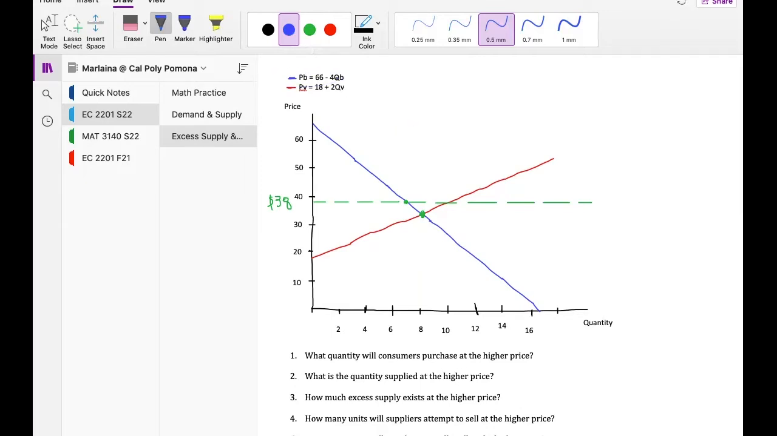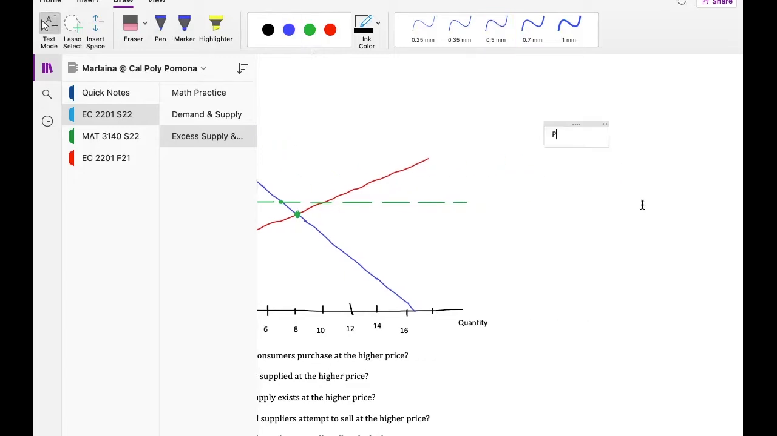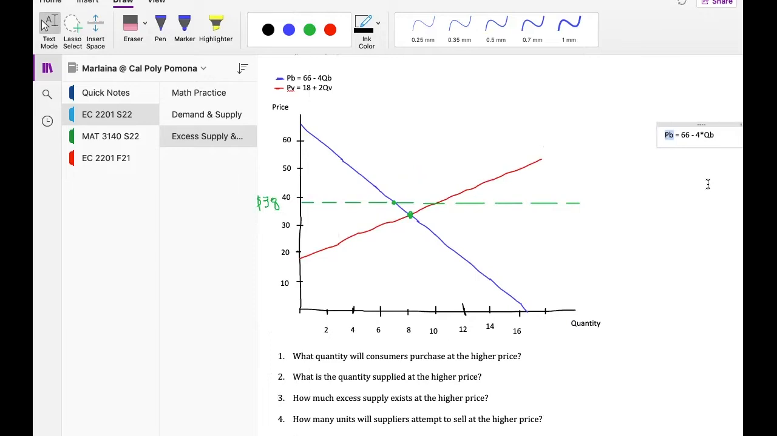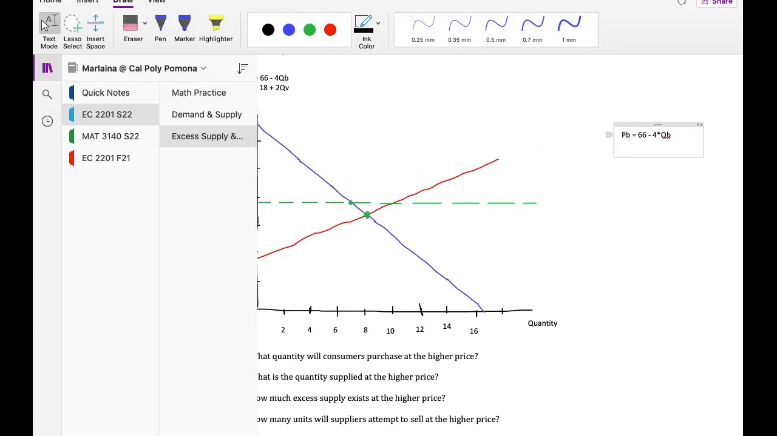So let me write this out off to the side here. The price the consumers will pay is going to be 66 minus 4 times the quantity consumers are going to demand to buy. So we're looking for this QB. Mathematically, we're looking for this QB, but we know the price, because the price right now is this $38. So we can plug that value in: 38 equals 66 minus 4 times QB.